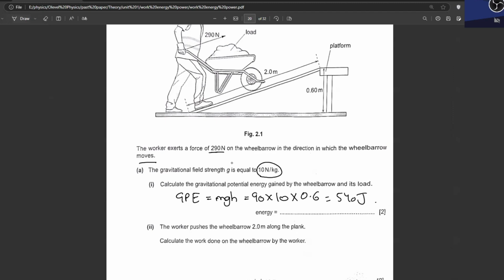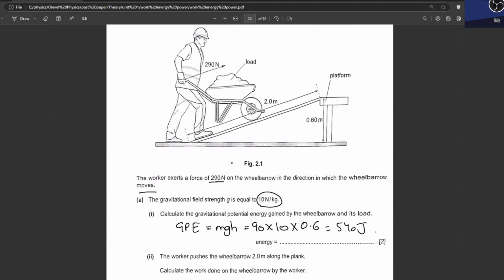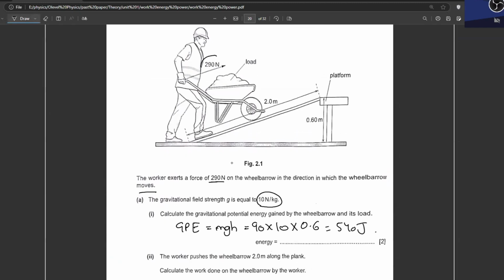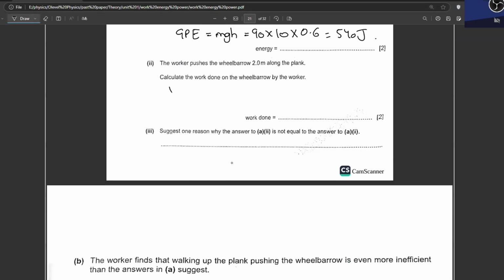Simple. The worker pushes the wheelbarrow 2 meters along the plank. Calculate the work done on the wheelbarrow by the worker. The worker applies a force of 290 and travels a distance of 2 meters. What will be the total work done? Work done will be equal to 290 into 2. This comes out to be 580 joules.